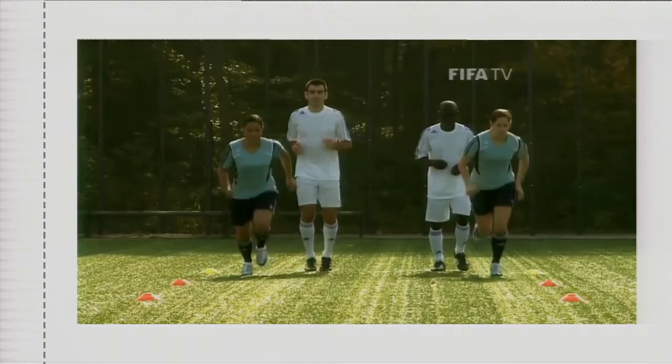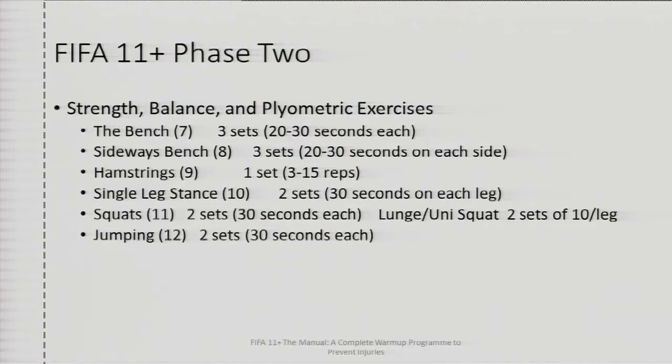Okay, so that was phase one. So now we go to phase two. This is another reason why I really like this program, is because phase two has a progression with everything. So these are stabilization, stability, proprioceptive type of exercises, and if you're doing the same routine over the course of the season, it's going to get easy for a lot of the athletes. So this phase two has progressions with each. So we'll go through this now.